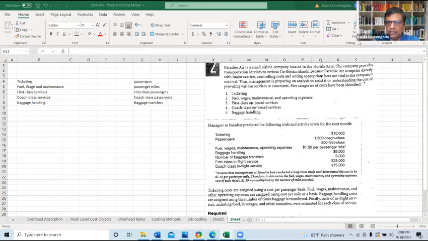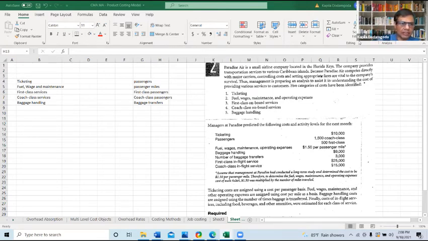Okay, now let's read this together quickly. Paradise Air is a small airline company located in the Florida Keys. The company provides transportation services to various Caribbean islands. Because Paradise Air competes directly with major carriers, controlling costs and setting appropriate fares are vital to the company's survival. Thus, the management is preparing an analysis to assist it in understanding the cost of providing various services to customers. 5 categories of costs have been identified.